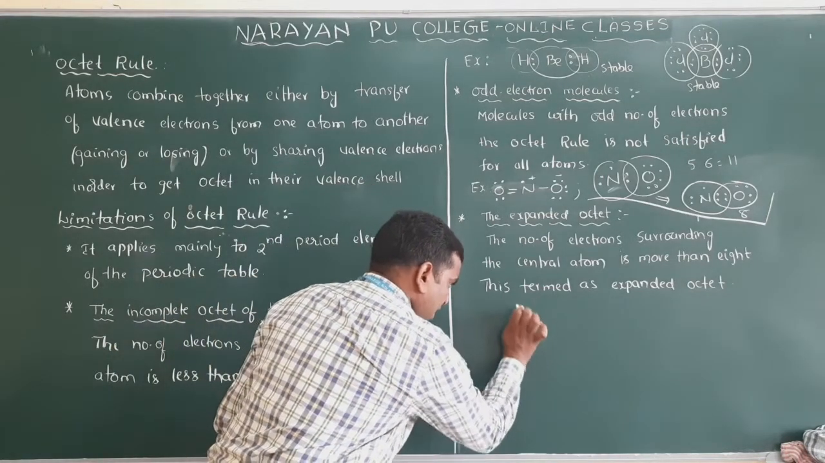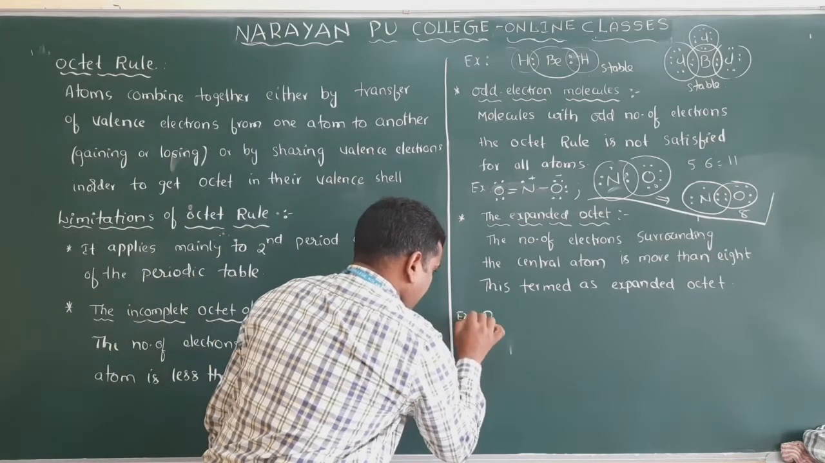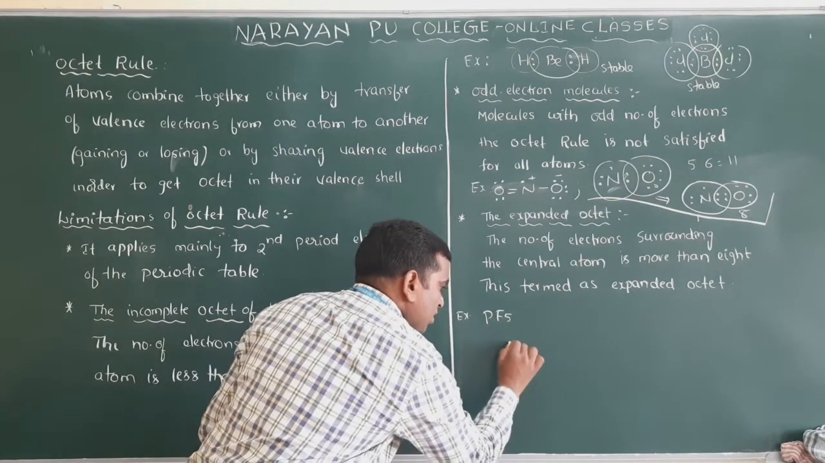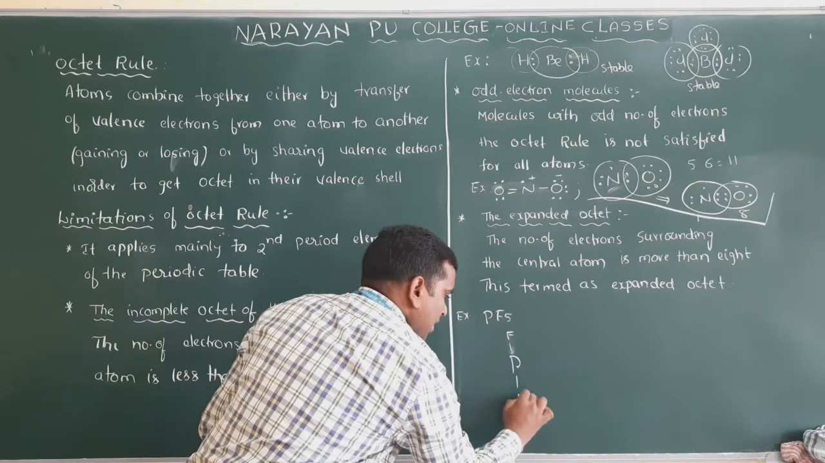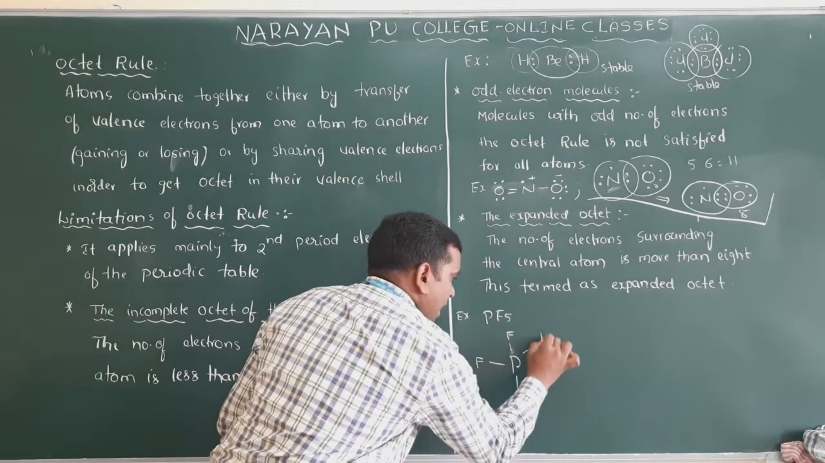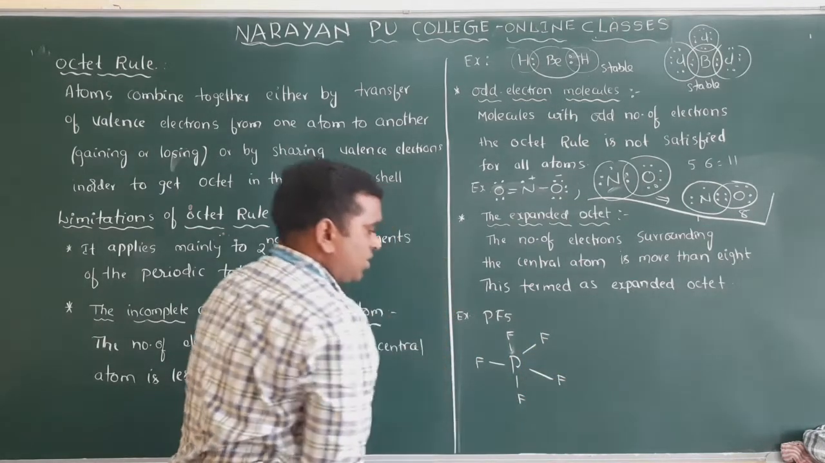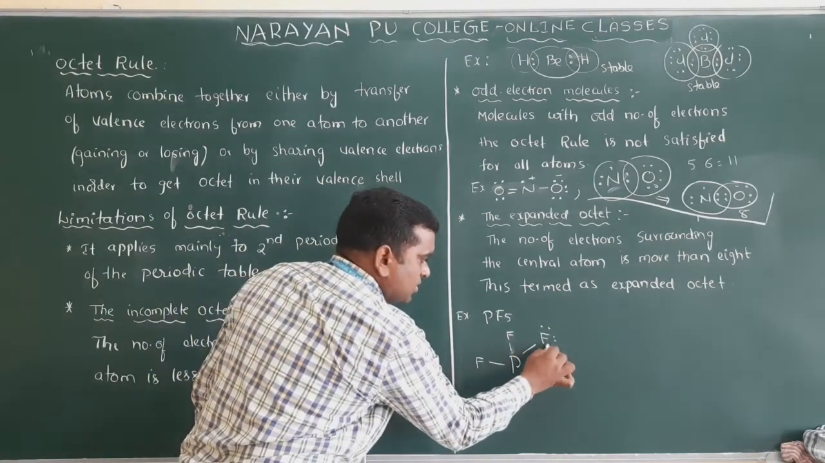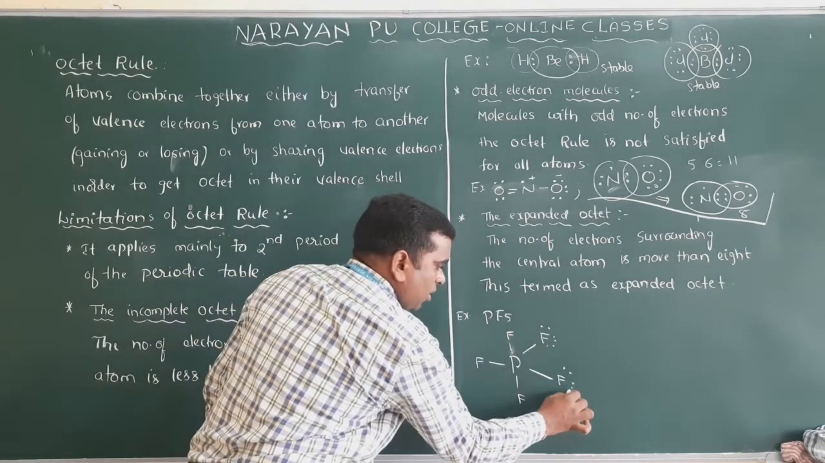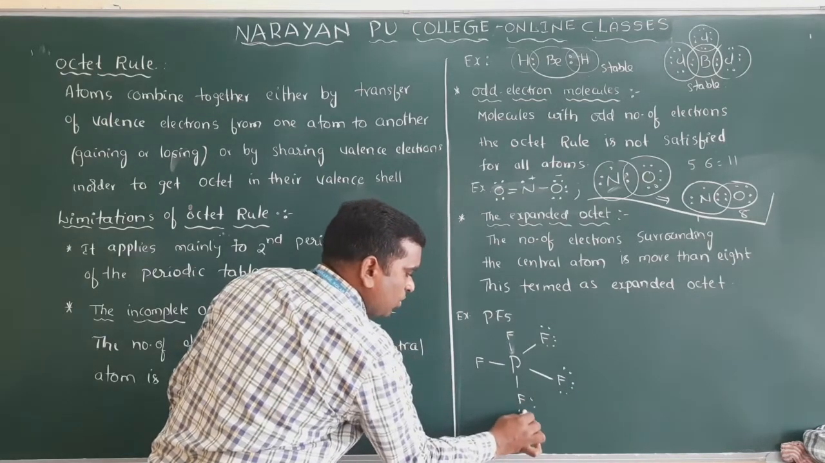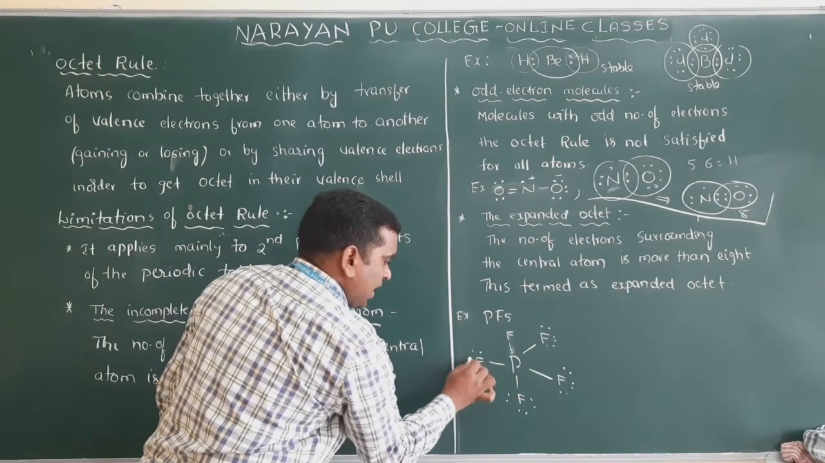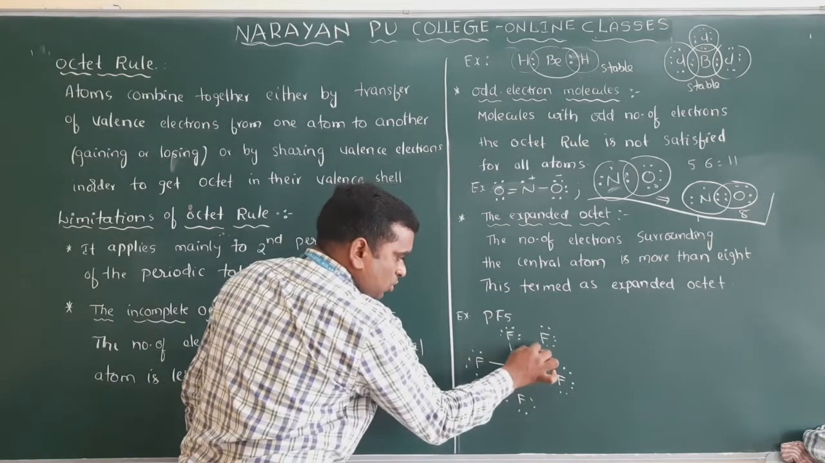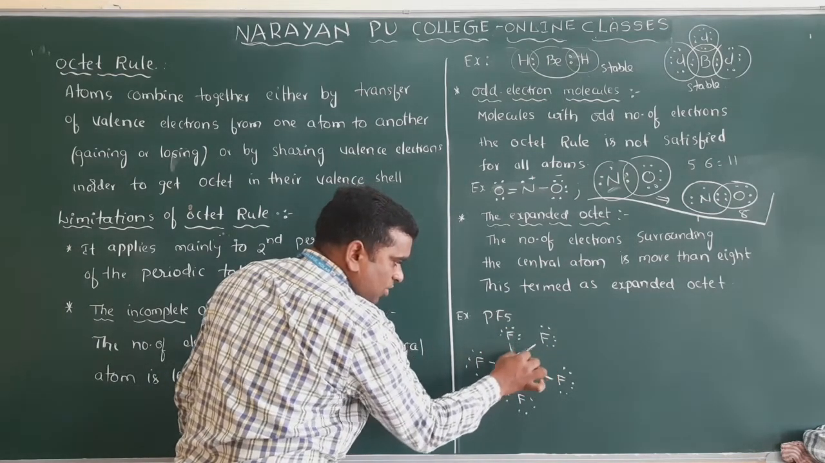PF5. If I write here the example PF5, what is the Lewis dot structure? If you write the Lewis dot structure, here fluorine, and fluorine. This is the Lewis dot structure. Clear? So you know that halogens will have 3 lone pairs of electrons. If you write as we have discussed, you will get the Lewis dot structure like this. Clear? So here these are 2 electrons. I have written these 2 electrons as a single bond.